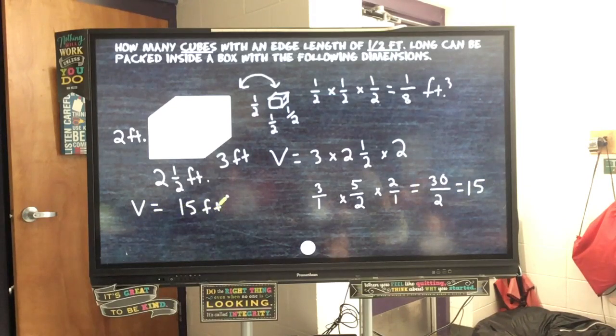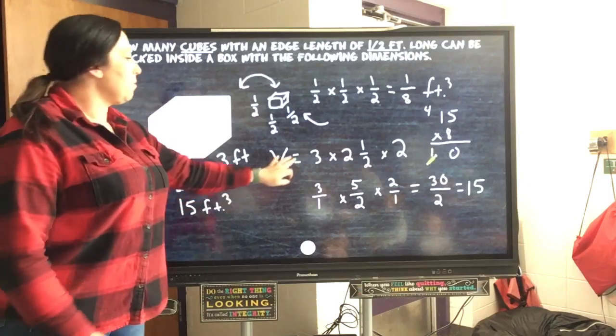But we should understand that 15 cubic feet is how many cubes with an edge length of 1 whole foot we can pack inside the box. Remember, it would take 8 of these cubes to fit inside 1 whole cubic foot. So we have to take 15 and multiply that by 8. 8 times 5 is 40, carry the 4. 8 times 1 is 8, plus that 4 is 12.